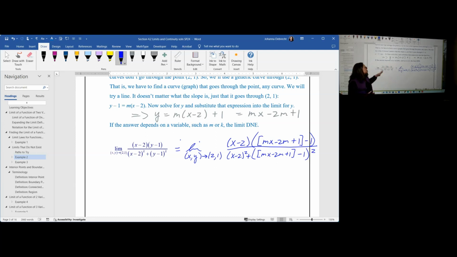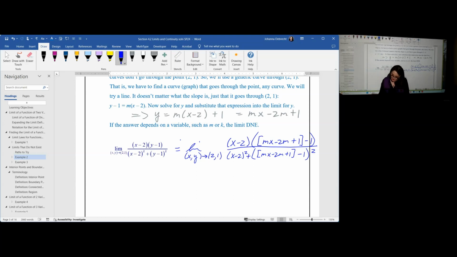Another option is simply to choose values for m. Choose 2, choose 1. You can't choose 0 because that would not give you a line going through 2, 1. You could choose any non-zero value that you wanted. Let's go ahead and multiply these out and see what we come up with.